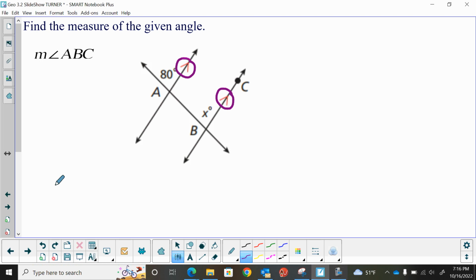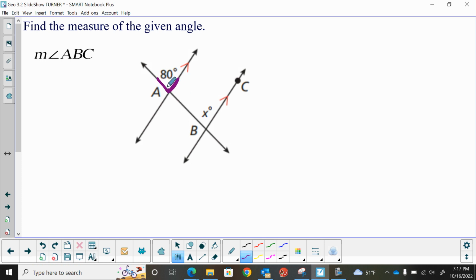So those are our parallel lines, and then this other line, AB, is the transversal. All right, so let's look to see what we have as far as other angles here. So we have an 80-degree angle and an X degree angle. So notice that they're both in the same position.